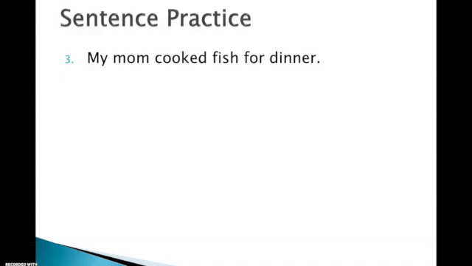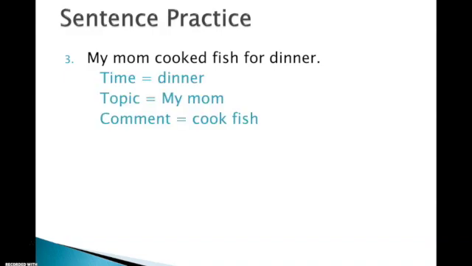And then when it comes to our topic, there's actually a couple different ways we can look at this. Our topic could be my mom, or the topic could be fish, right? Here's how I went with this the first time. Our time was dinner, our topic was my mom, and then the comment was she cooked fish. But you could also say that time was dinner, the topic was fish, and then the comment, my mom cooked. That could also be valid, depending on the situation.